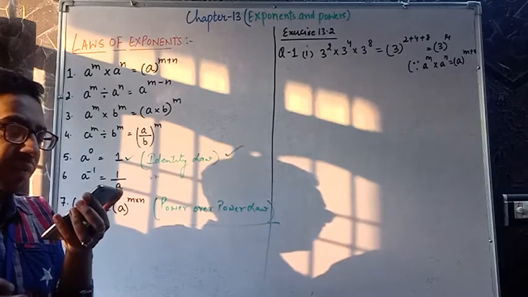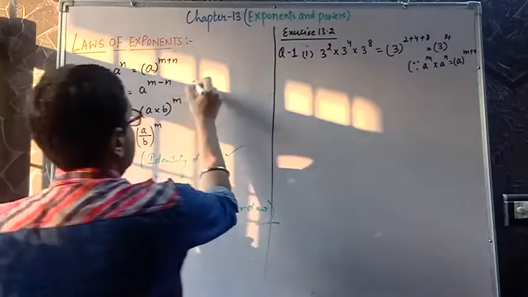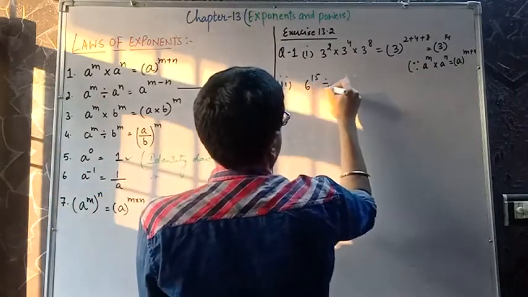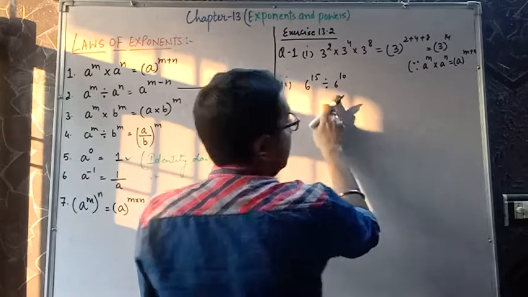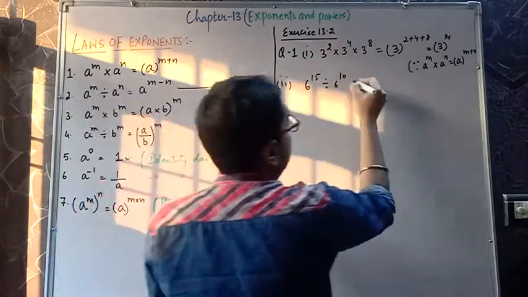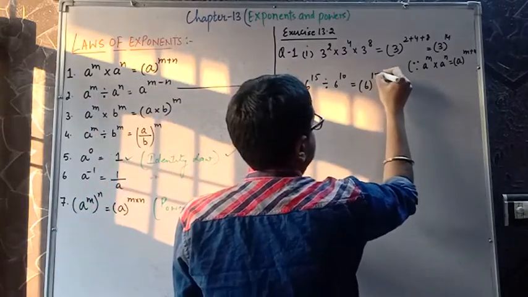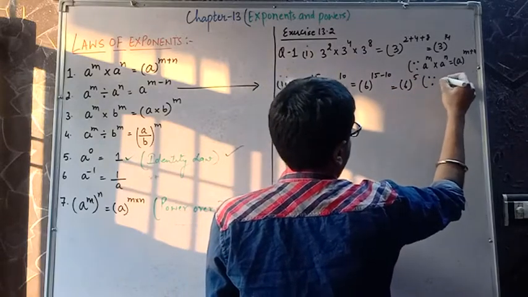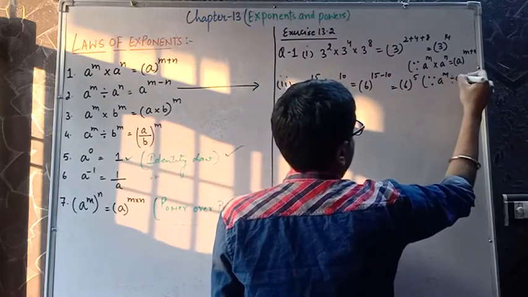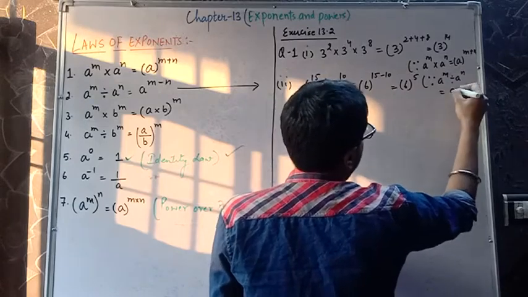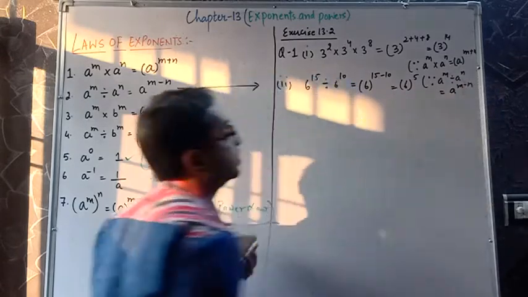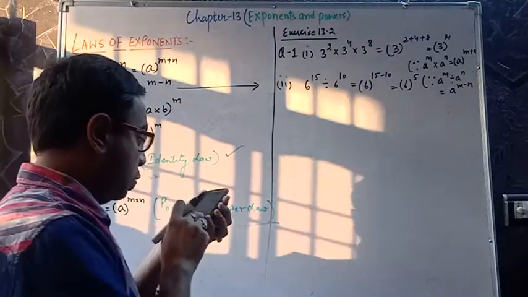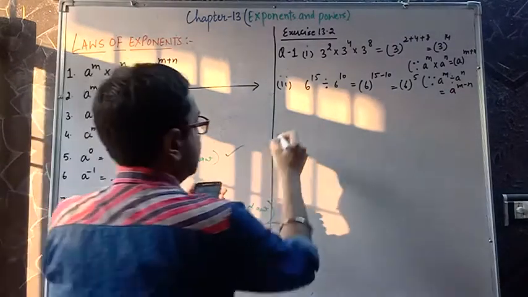Next question, division. Second part: 6 raised to power 15 divided by 6 raised to power 10. Bases are same. In division, powers are subtracted. That is 15 minus 10, 6 raised to power 5 is the answer. You have to write a raised to power m divided by a raised to power n is equal to a raised to power m minus n. You have to apply the rules. Next, third part, easy you can do. Fourth part, just see.